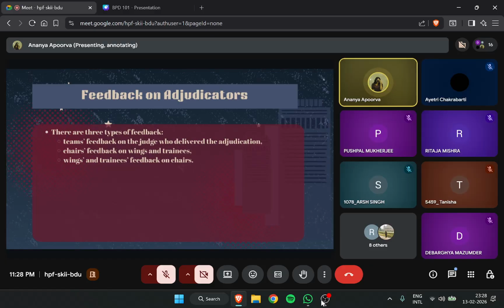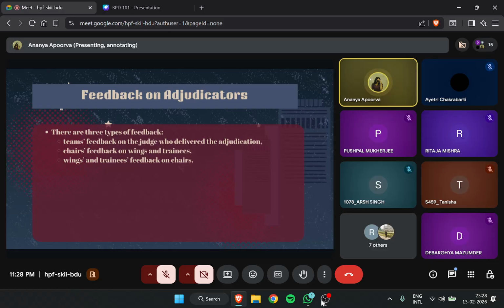Next is chair's feedback on wings and trainees. So during the deliberation, when the chair actually goes ahead and leads the discussion, he also marks the panelists and the trainees based on their input, based on their understanding of the motion, because they're capable of doing so. So they score them on the basis of the understanding that they have of the very particular motion. So that is the second kind of feedback, wherein chair gives feedback on the wings and trainees.